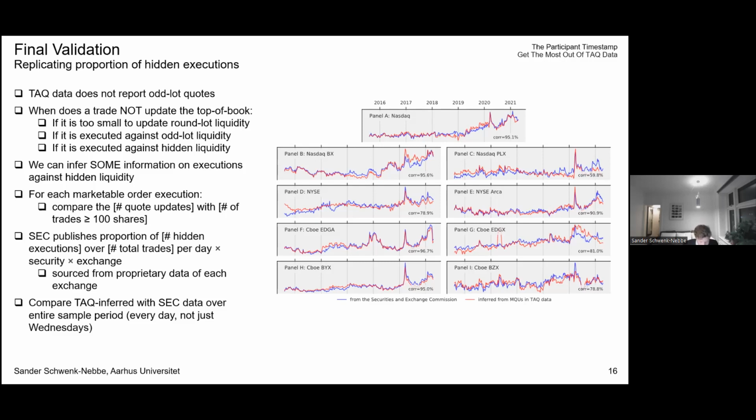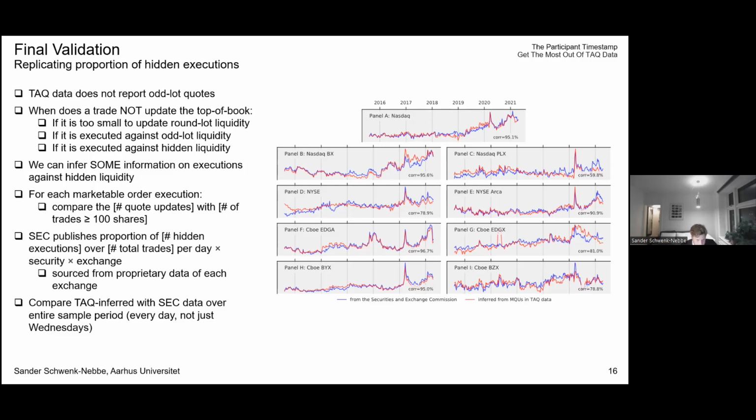However, unfortunately, in TAQ that is not so easy, because TAQ only reports round lot liquidity. As I write here, TAQ data does not report odd lot quotes. So we cannot distinguish between an execution against odd lot liquidity or against hidden liquidity, because neither would update the top of the book. Again, in TAQ we only see the round lot top of book.